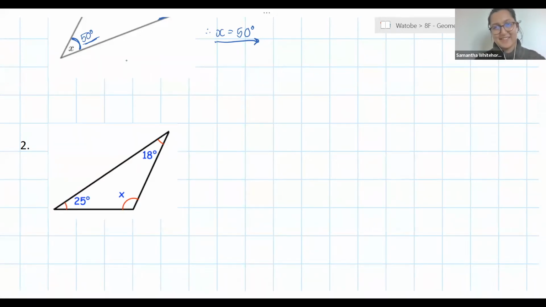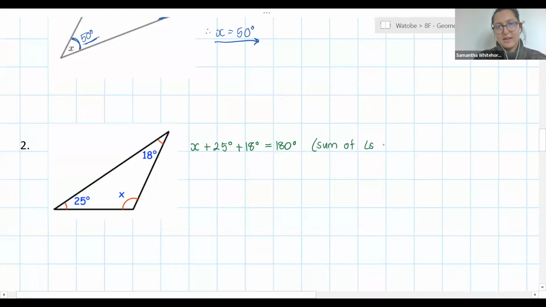So first you say it's x plus 25 plus 18 is equal to 180. Good. And then your reason is sum of angles in a triangle. Perfect. Well done. And then you say x is equal to 180 minus 25 minus 18. Good. And then the answer is 137. Good. Well done. Excellent, Nkulumo.